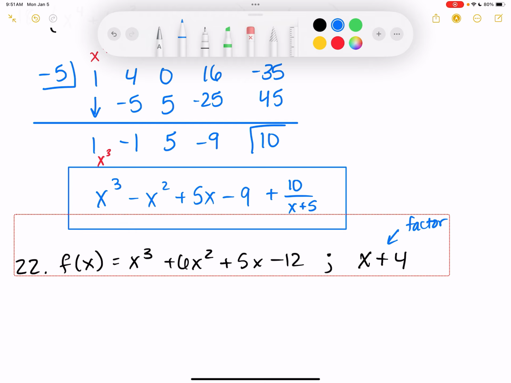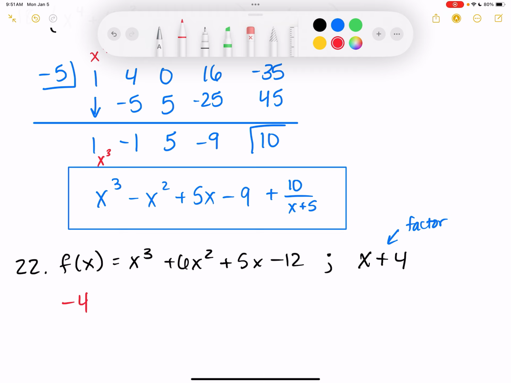All right, so I am going to set up my synthetic division. So we put the -4, so opposite sign, in the box. I have no missing terms, and they're in order. So I've got 1, 6, 5, -12.